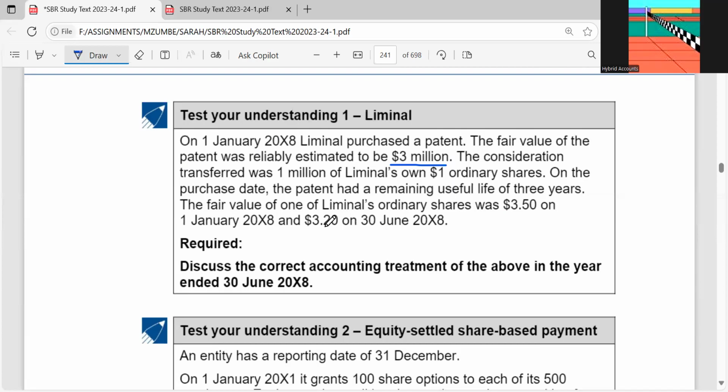Discuss the correct accounting treatment of the above in the year ended 30 June 20X8. Okay, now we need to account for this. Again, the question says on 1st January, Liminal purchased the patent. Remember, at that date you have the fair value at 3.5, and on 30 June 20X8, we have this price at 3.2, right?